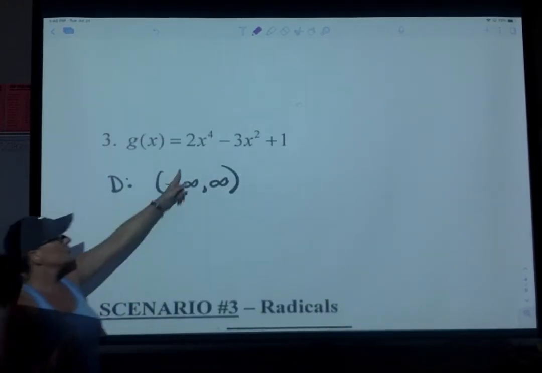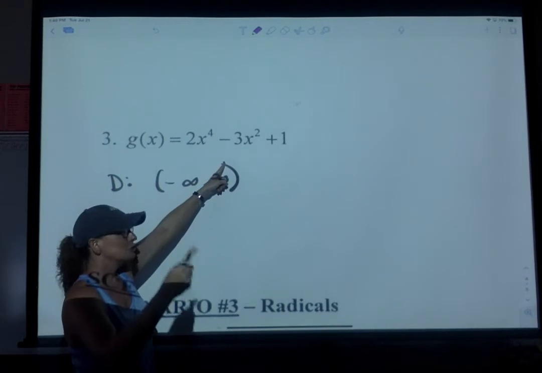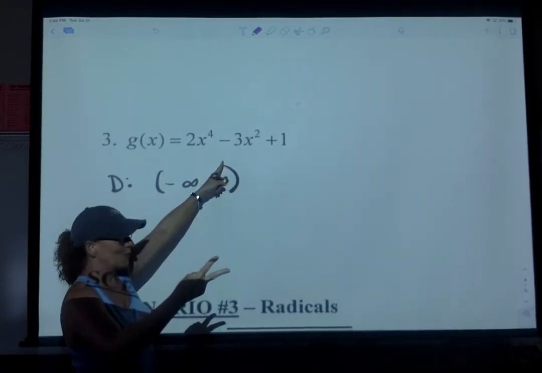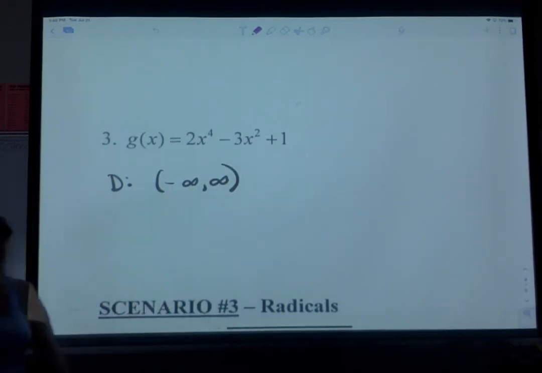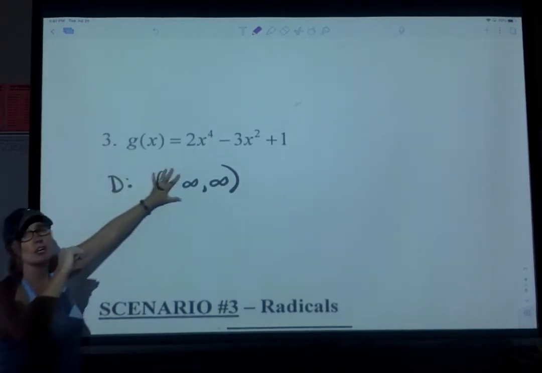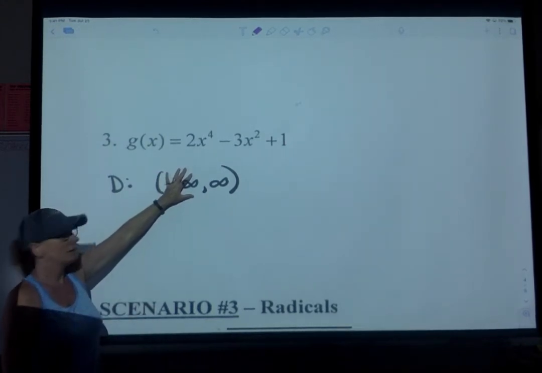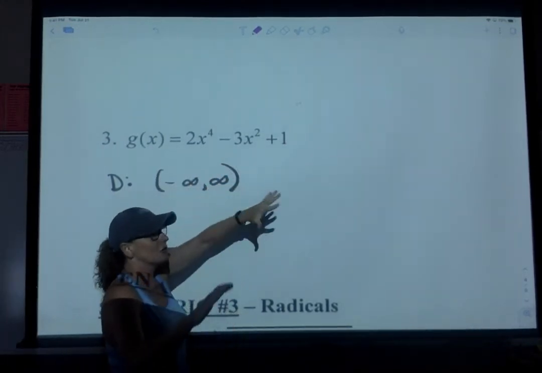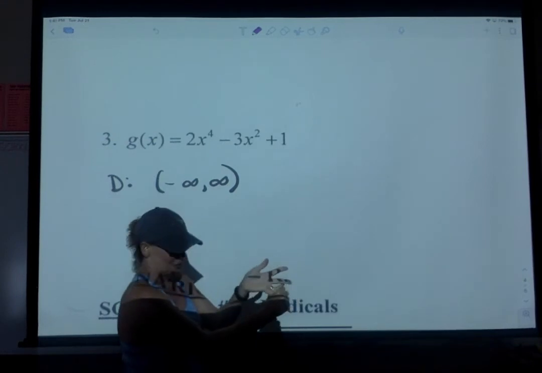Next one. Do you see division? No. Do you see a radical? No. You're good. You can plug in any real number. Hope that makes sense. Hope you can do problems like this super quickly. There's no trouble here. This is never going to happen. We're good.